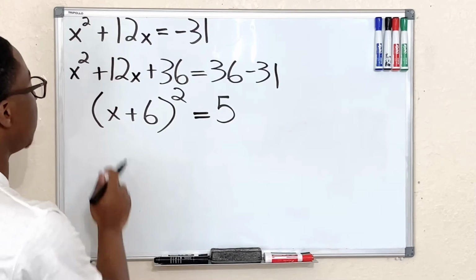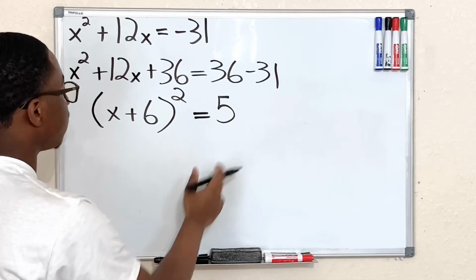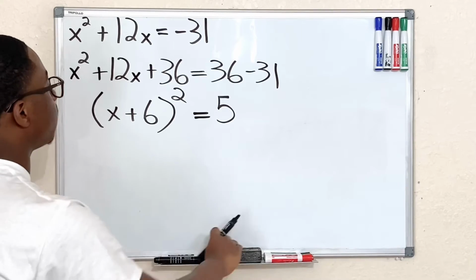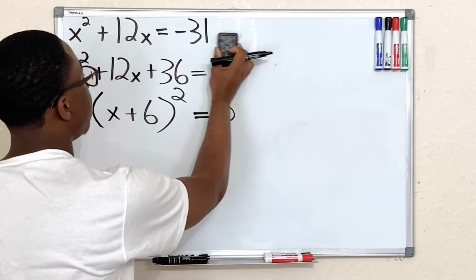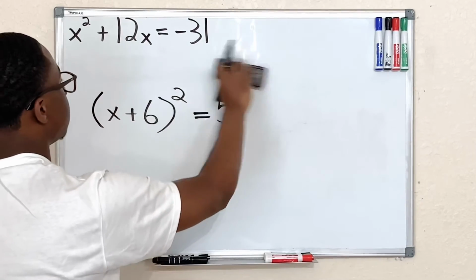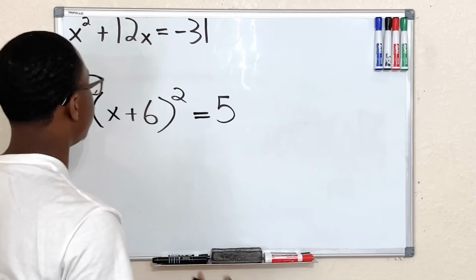So now that we have x plus 6 squared is equal to 5, now we're going to go ahead and try and get x by itself. How do we do that? Let me go ahead and erase the top so we have a bit more breathing room to do some more calculations. Remember, a clean workplace is the best, right?